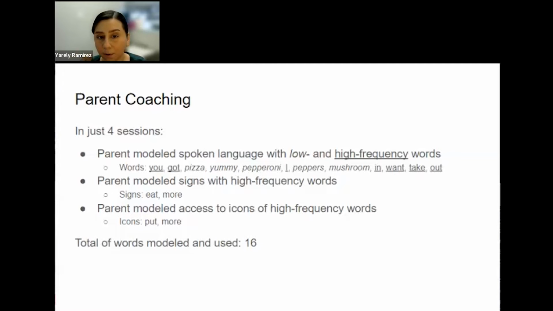The parent was able to model signs with high frequency words, so eat and more. And the parent also modeled using icons of high frequency words such as put and more. So we modeled 16 words, 4 being via aided communication, and then the 12 being used in spoken communication or spoken language. So one activity literally yielded 16 words.